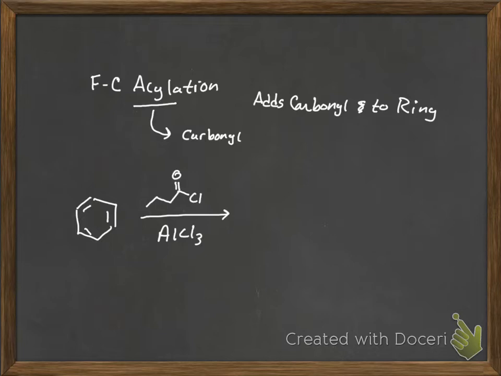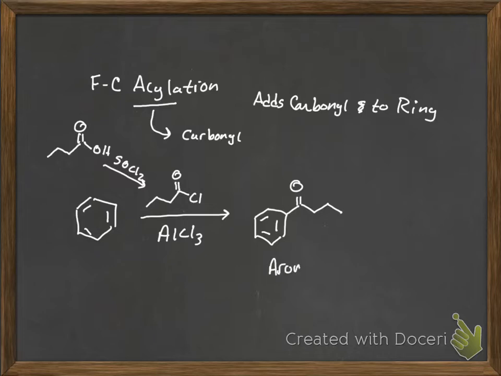So, with the acid chloride, which remember, you make an acid chloride by taking the parent acid and reacting it with thionyl chloride. And you get the acid chloride, and what you make is this. You make the aromatic ketone.